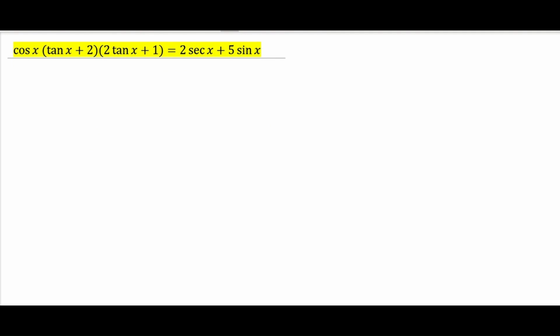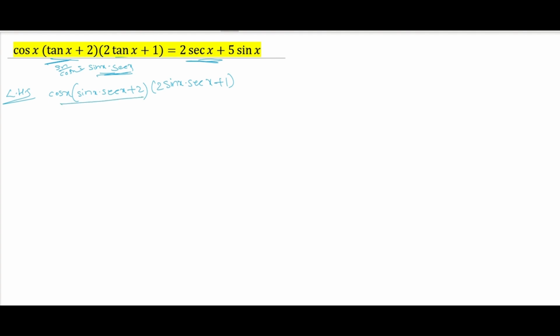And the next term here, in place of tan x, we can substitute sin upon cos and simplify this. Now let us try to do that. Sin upon cos can be written as sin x into 1 upon cos, which is secant x. We'll do this substitution in place of tan x. So the left hand side will become cos x into, in place of tan x, sin into secant plus 2, and 2 into, in place of tan x, again sin into secant plus 1. Here we have secant in the right hand side, so we are using sin into secant in place of tan.